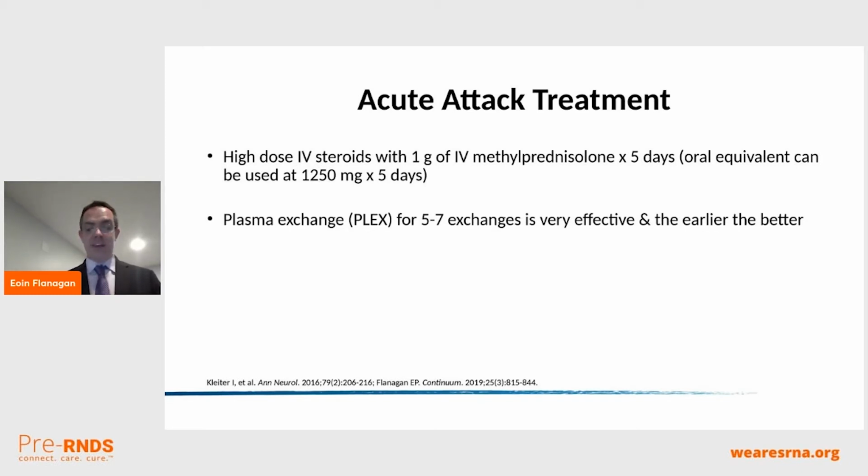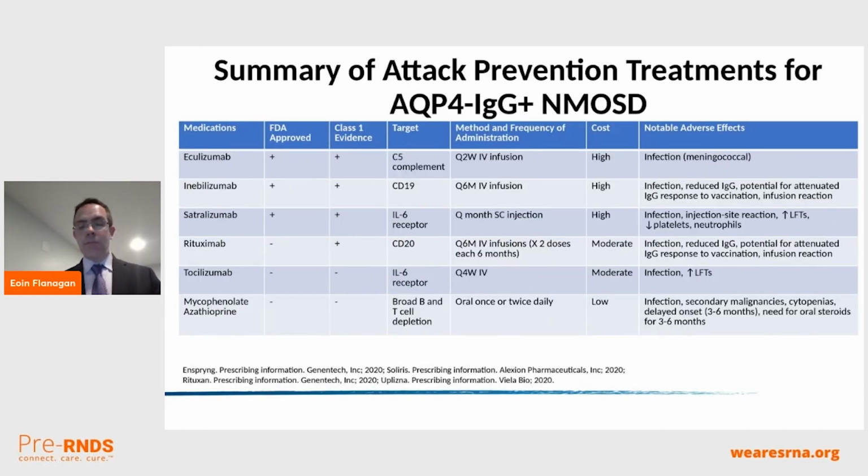So plasma exchange, really push for that for those acute attacks, because it really seems to help patients recover from those attacks. In terms of preventing attacks, there's a number of medications that are mentioned here. And many of these are recently FDA approved in the United States. So for example, if we take the first row, eculizumab, which is a medication that targets complement, it's given every 2 weeks. It is a very costly medication, up to $700,000 per year, but it's highly effective.